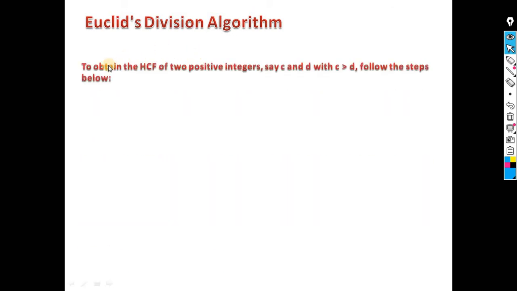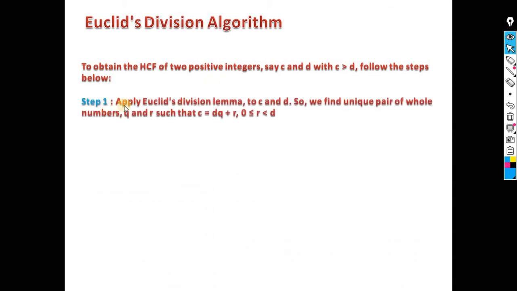We have seen in our previous class, to obtain the HCF of two positive integers, say C and D, with C greater than D, you take two numbers, one greater than the other, and follow these steps to identify your HCF. How do you do it? Step 1, you apply Euclid's division lemma to C and D, and find the remainder. C is equal to dq plus r, where 0 less than or equal to r less than d.